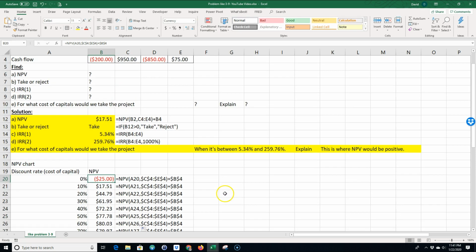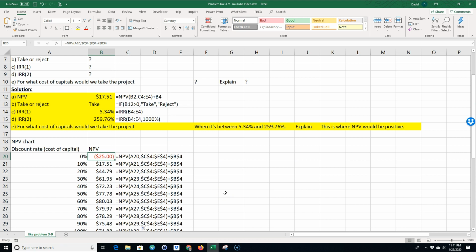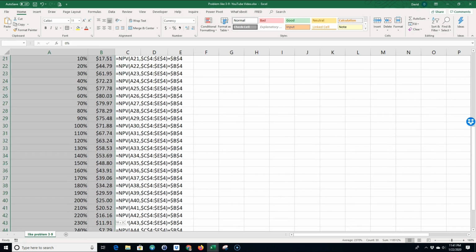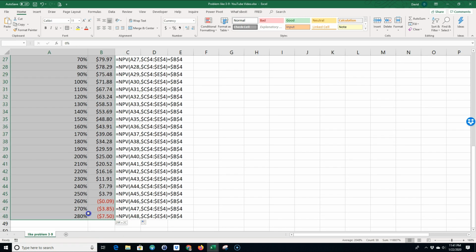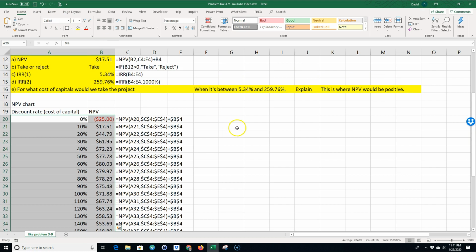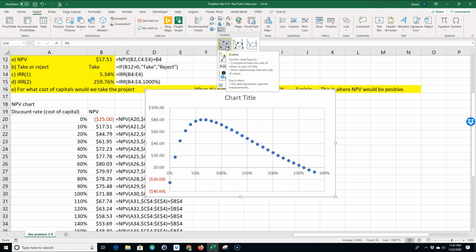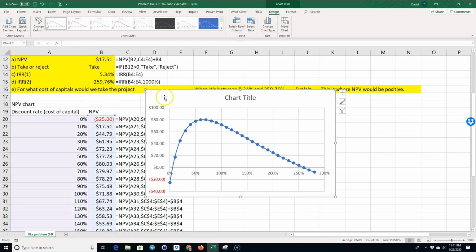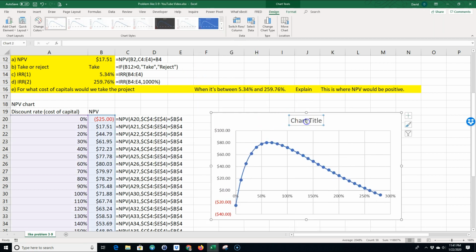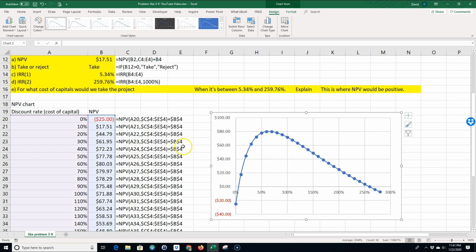All right, so now what we want to do, let's graph this. So I'm going to highlight these. And I'm going to go insert. Let me scroll up so I have my graph up here. I'm going to go insert. And we want to insert a scatter plot. And we'll go ahead and do the one like this that shows the lines. And then I'm going to get rid of the title. We don't really need a title. We know what this is.